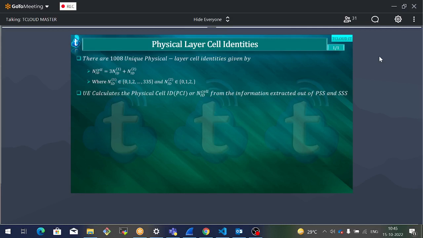The only two channels you can decode without having this PCI are PSS and SSS themselves, because you are identifying the PCI from them only, from these channels' data itself. You are identifying that.